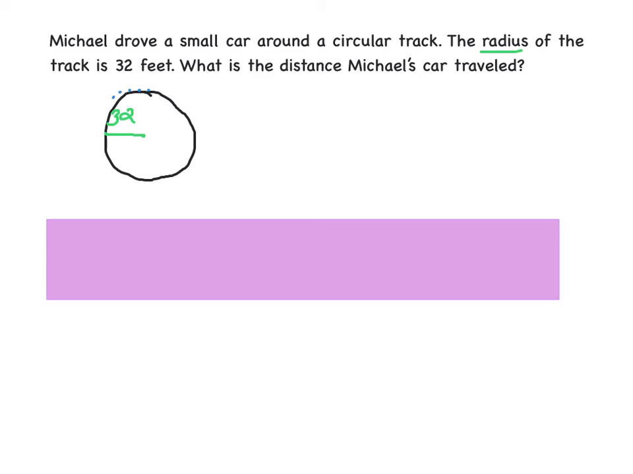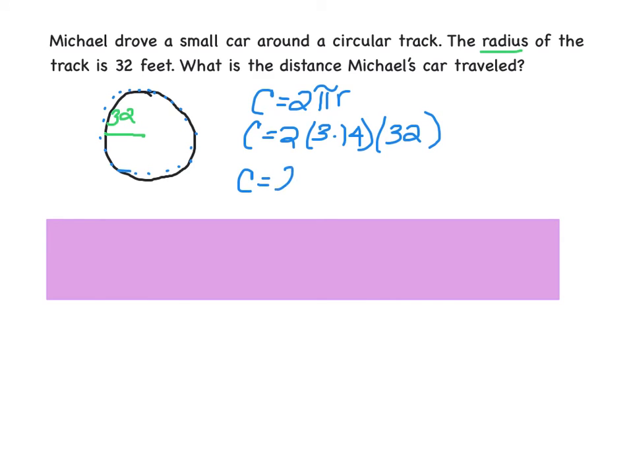I want to know the distance Michael's car traveled. Well, if he's traveling around the track, which is around a circle, that's going to be circumference. So I'm going to write my formula, C equals 2 pi r. So I'm looking for the circumference, the distance around, 2 times 3.14 times my radius, which they give me, 32. I multiply straight across and I get 200.96 feet. That is how far his car has traveled when he goes around the track one time.